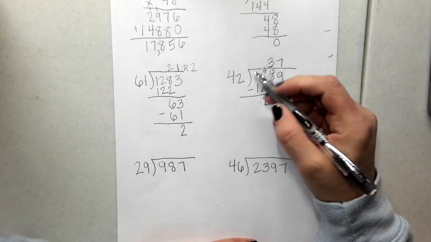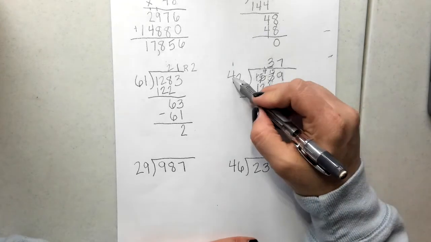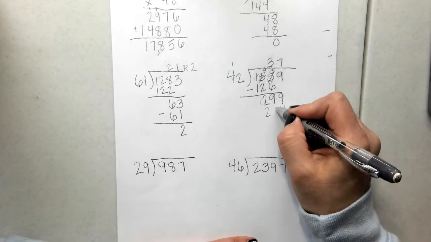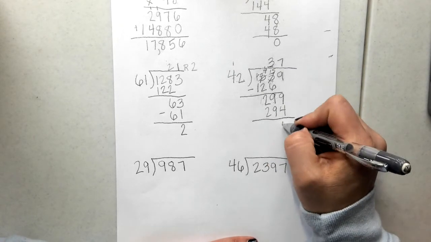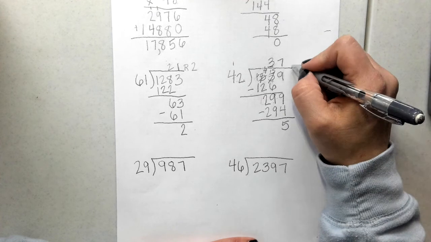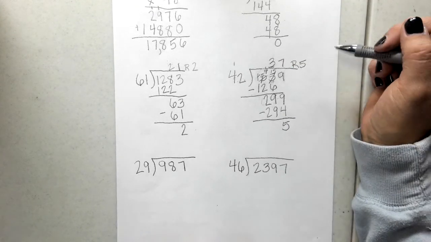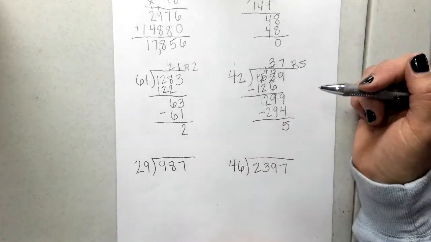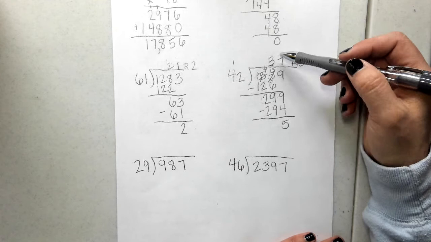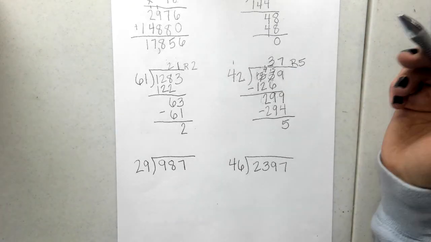7 times 2 is 14. Carry the 1. 7 times 4 is 28. Plus 1 is 29. 9 minus 4 is 5. 9, 0, 0. So my answer is 37, remainder 5. And again, I made that mistake as I did it the first time. That's okay. I could figure out that I did something wrong because when I moved up to a 4, it didn't work either. Sometimes we have to try things more than once.